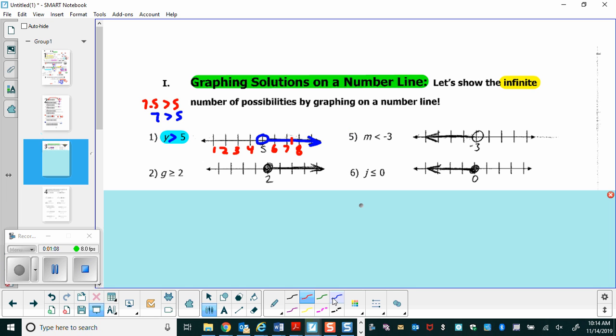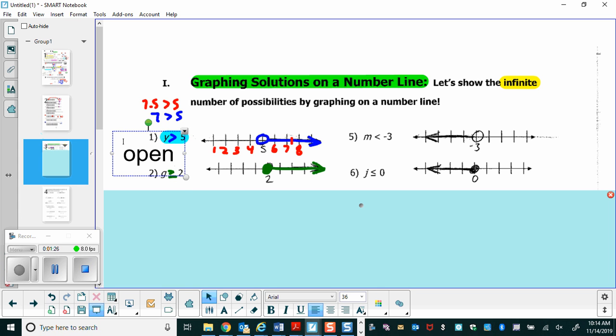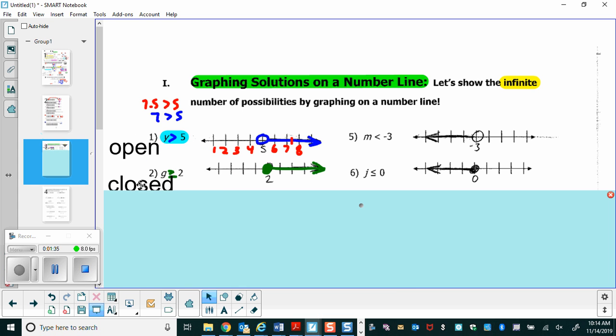Now right below it though, we have greater than or equal to, and this time that means that g could equal 5, and that's why we then have a closed circle where we color it in. And now show me everything greater than by shading this way. So when you see the just greater than symbol, that's going to be an open circle. And if you see the or equal to, that's how you know you're going to be looking at a closed circle. Okay, open versus closed here.